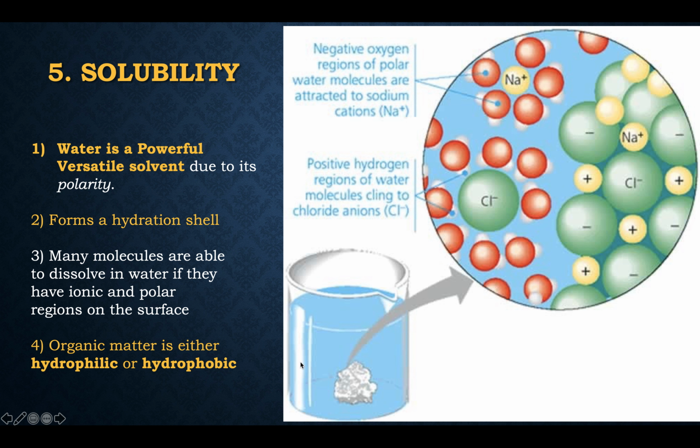So if we look here, if we put a salt cube in a beaker of water, salt is made of sodium chloride, sodium being Na, chloride being Cl. And when you put this hydrophilic substance in water, the water basically attacks the sodium chloride, and the negative oxygen regions of the water molecules will be attracted to the positive sodium ions, whereas the positive hydrogen regions of water molecules will be attracted to the negative chloride ions.